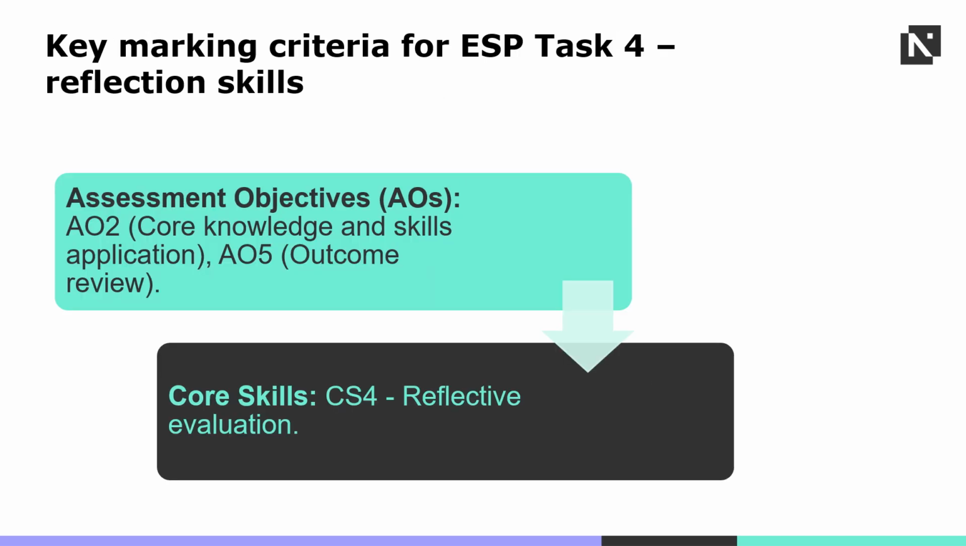For Task 4 of the ESP, students are expected to apply core knowledge and skills to reflect on their approach, showing how well they met project expectations. This task focuses on students' ability to reflect critically. This means analysing their decisions and actions, linking back to learning outcomes and evaluating their performance. Key criteria here include clear, logical reflections that relate actions to outcomes, detailed self-evaluations, and evidence of improvement plans.